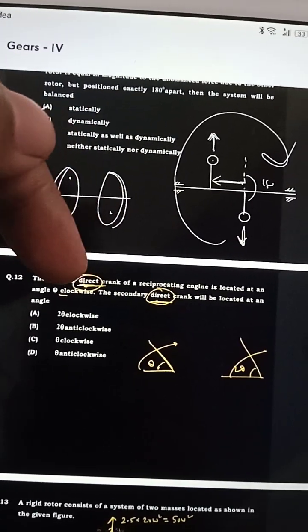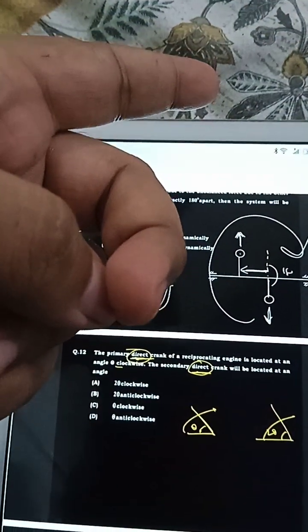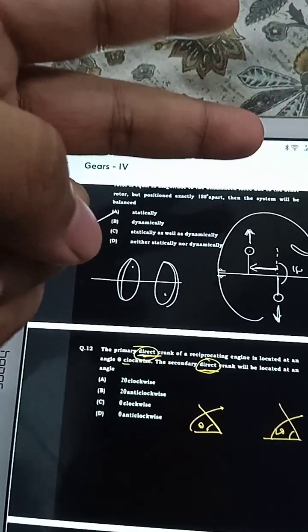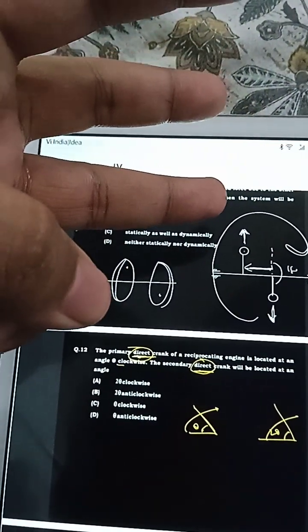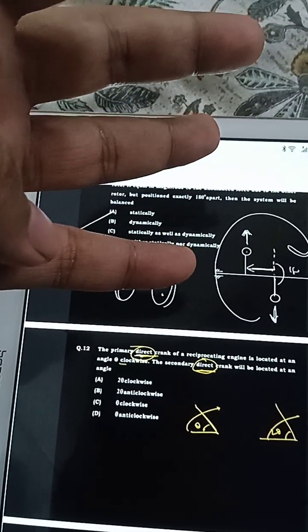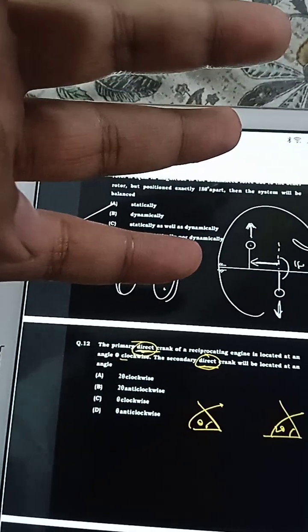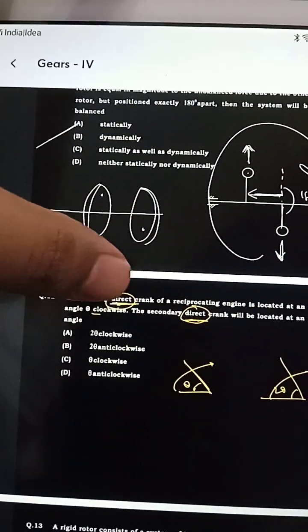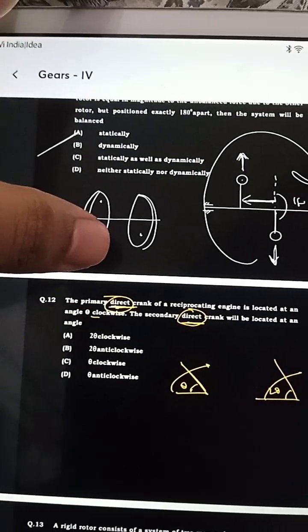There are four I told: primary direct, secondary imaginary, or it is also called secondary direct, primary imaginary, primary reverse, secondary reverse. Theta clockwise, 2 theta clockwise will be the answer.